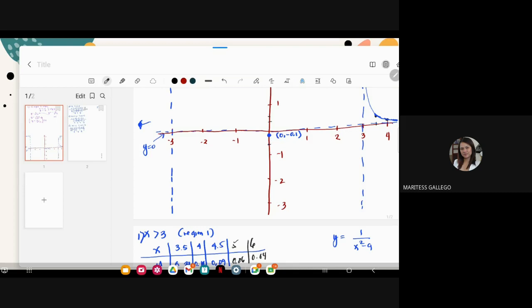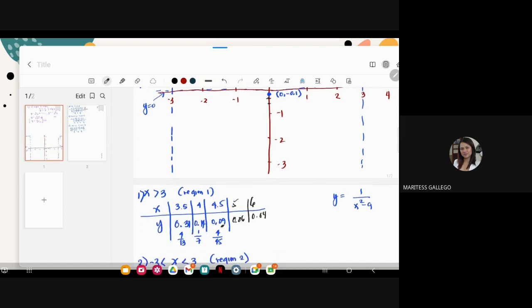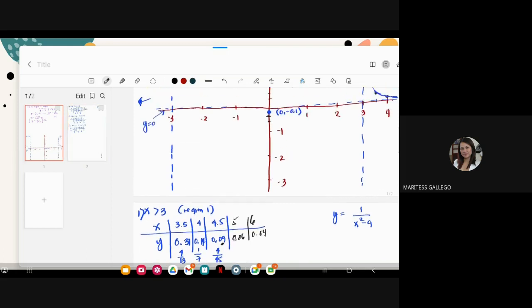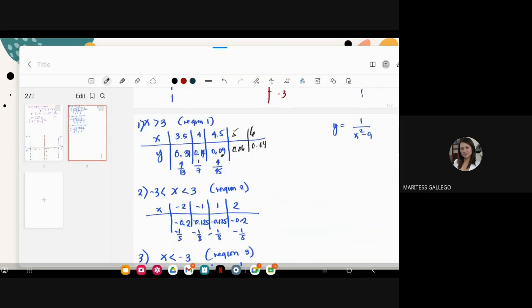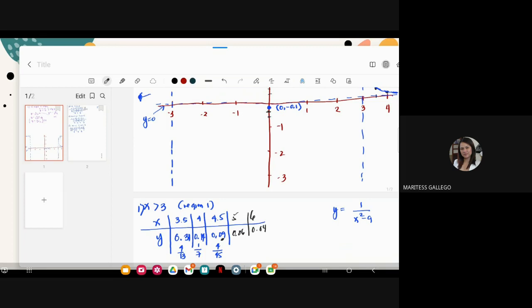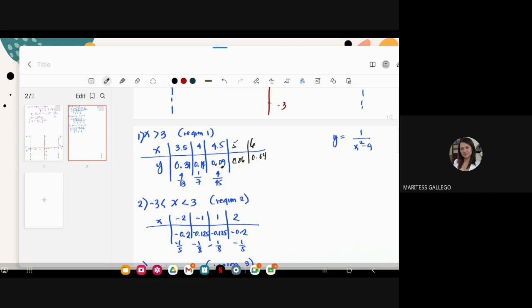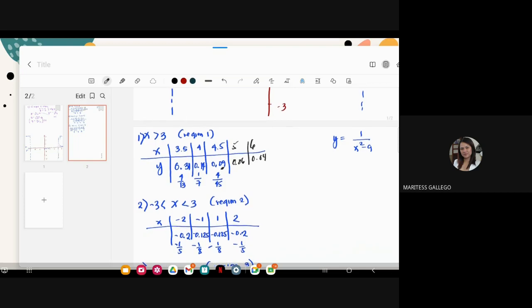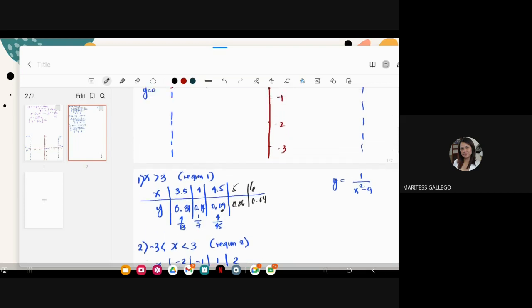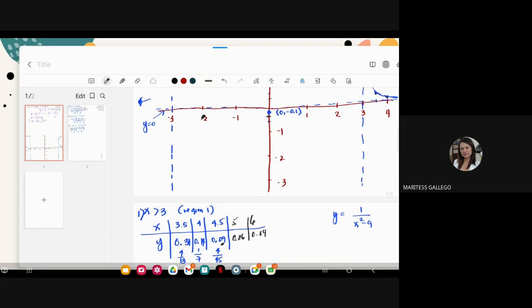Ito yung 2. Sabi nga natin, nandito yung 2, kasi 1 yun eh. If x is negative 2, negative 0.2. Okay, so andito siya, yung ating line. Okay, 0.2. Tapos if x is negative 1, paliit siya ng paliit, negative 0.1. If x is negative 1, so 0.1.